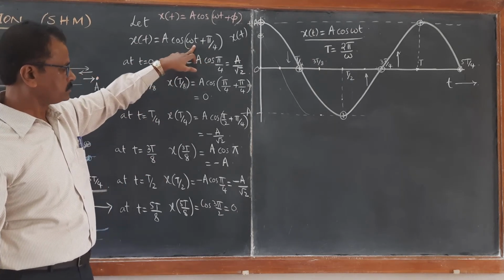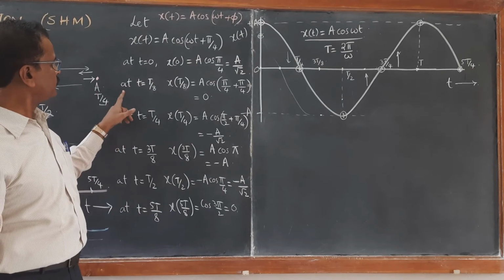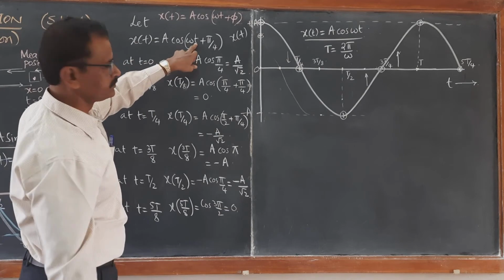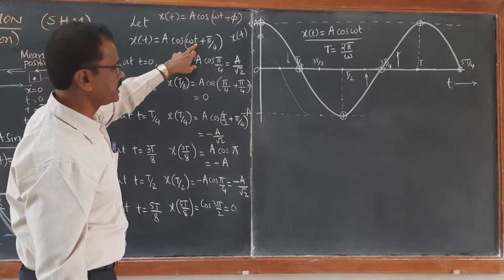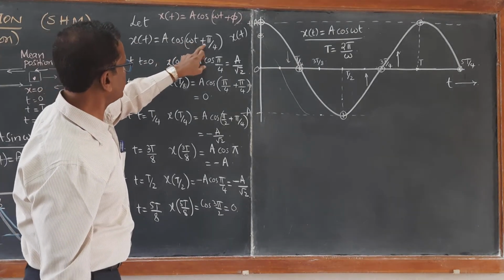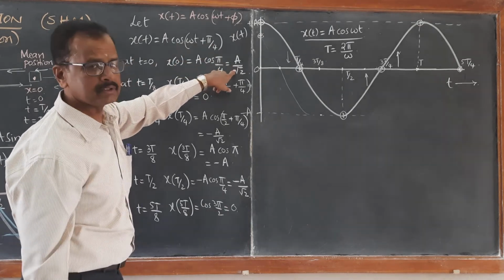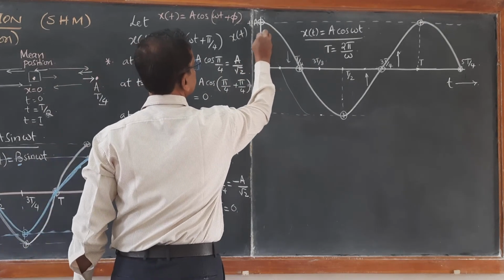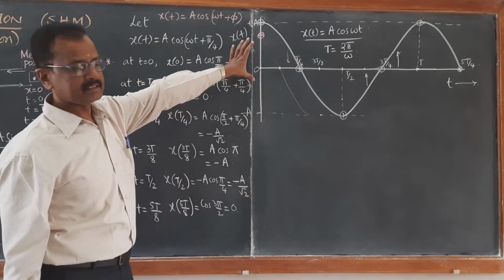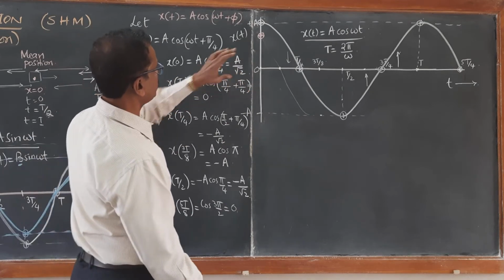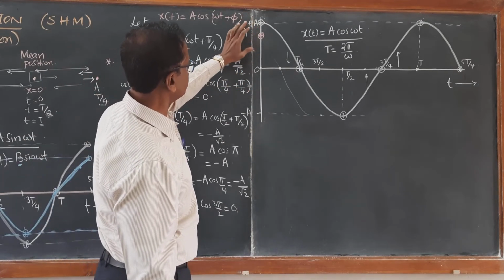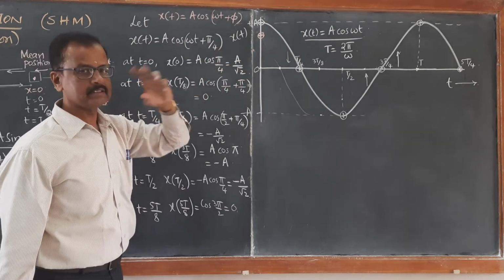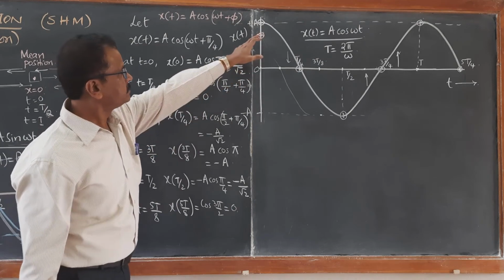Now at time t equal to 0, if you put t equal to 0 here, omega t becomes 0. So it becomes A cos pi by 4. A cos pi by 4 is what? A cos 45, that is A by root 2. It means the particle starts from here. That is the initial phase. A by root 2 means it is close to A, 70.7%. 1 by root 2 means 70.7% of A. So it will be here.